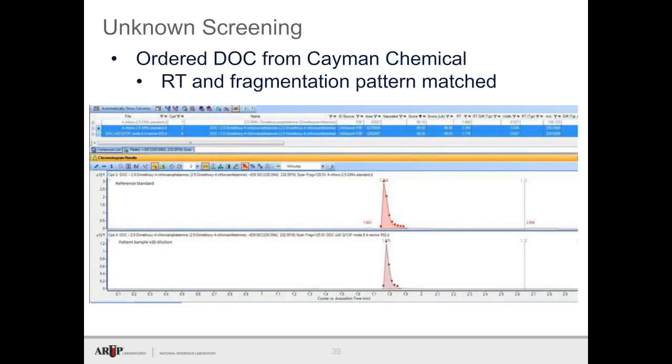Well, I don't know the answer to that exact question, but we were still quite confident in the data. I went ahead and ordered the DOC anyway, so we could verify the retention time. And as you can see in this example, the reference standard and the drug in the biological specimen matched. So it's very likely that this specimen did contain the DOC.